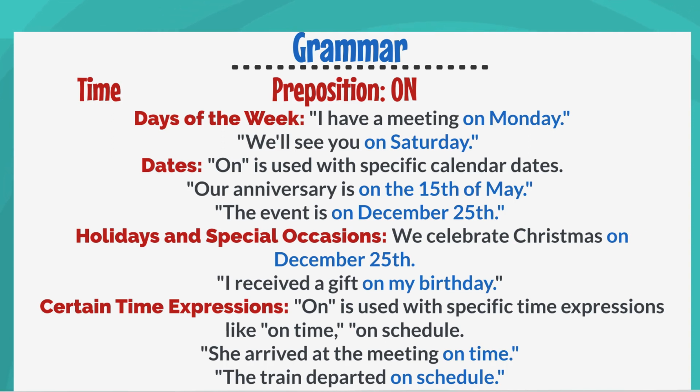Holidays and special occasions. On is used for holidays and special occasions. For example, we celebrate Christmas on December 25th. I received a gift on my birthday. On is used with specific time expressions like on time, on schedule. She arrived at the meeting on time. The train departed on schedule.